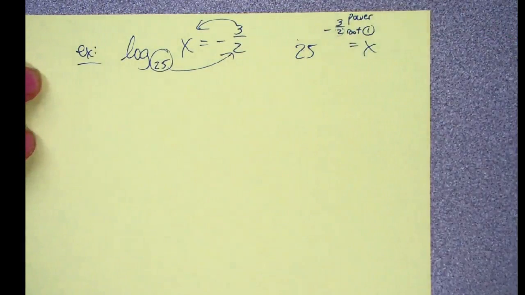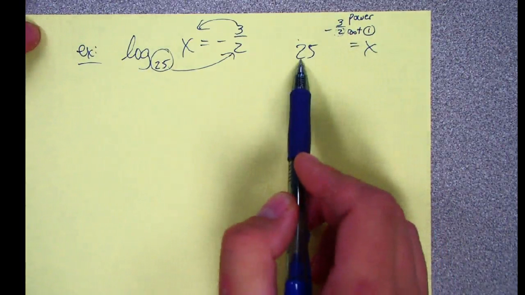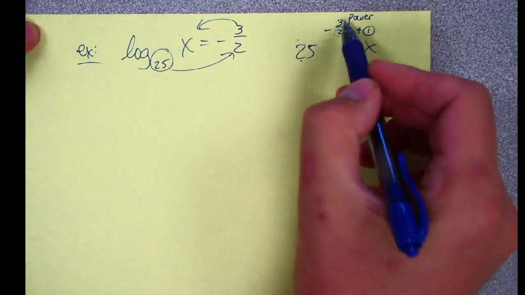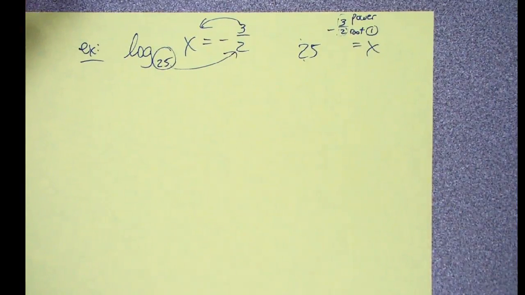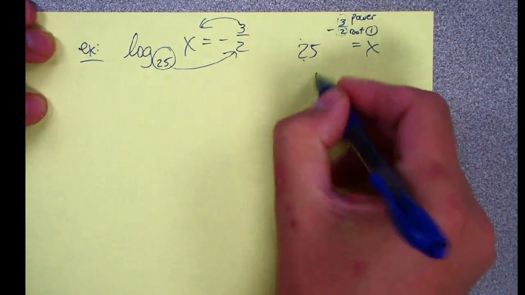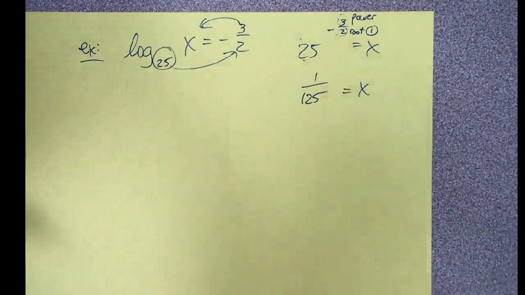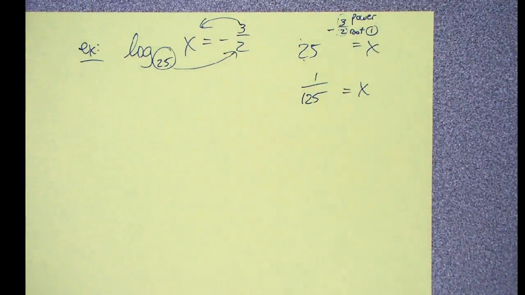Power's on top, so I do the root first. The second root of 25 is the square root, which is 5. Then I take that 5 and raise it to the power on top, so 5 to the third power. 5 times 5 times 5 is 125. Then I worry about the negative. And my answer would be negative... I'm sorry, not negative. The answer would be 1 over 125.